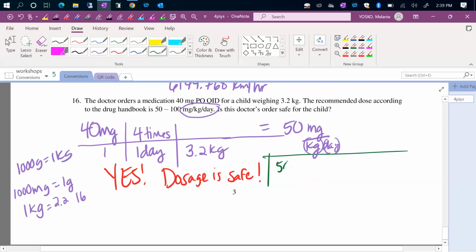So if we had 50 milligrams per kilogram per day, how would you convert it to milligrams per pound per day? You have to convert the weight into pounds.